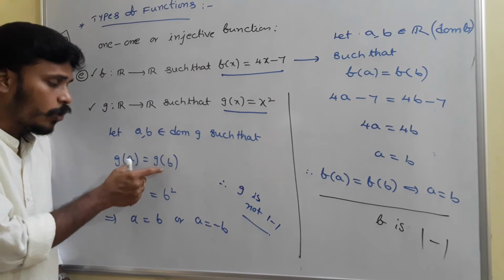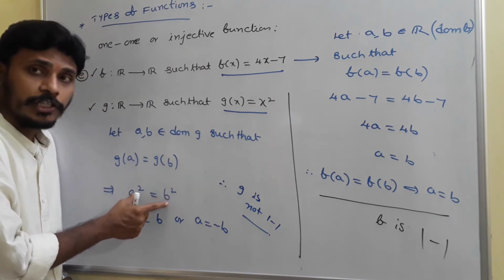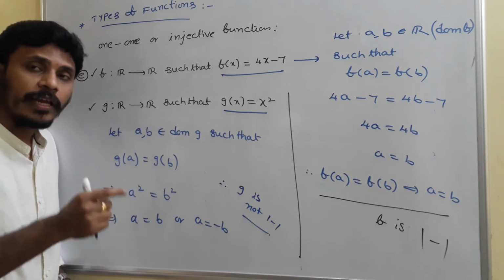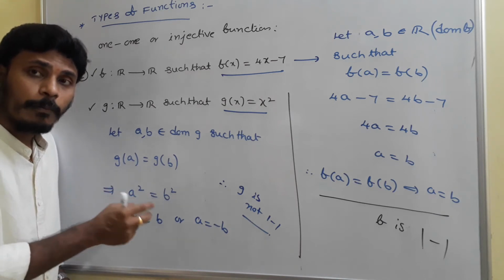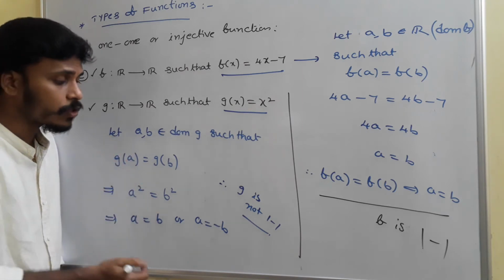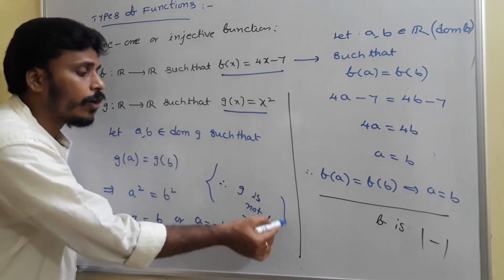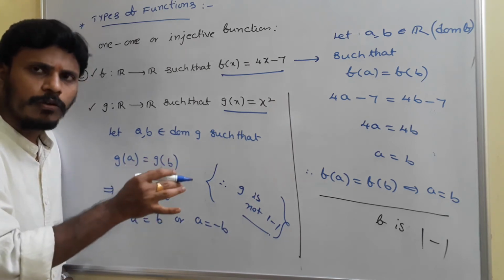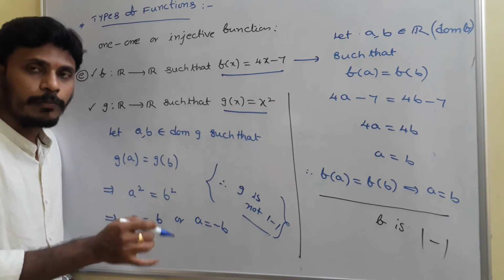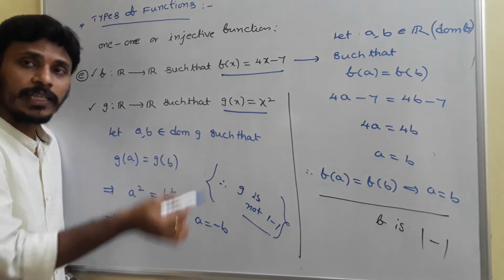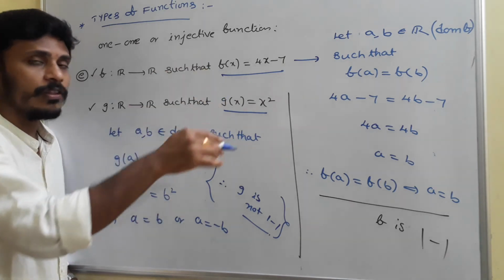When you apply the rule of the function, if you directly reach a is equal to b, you say it is 1-1. If you have any complications or confusion about whether they are equal or not, then in those cases you need to conclude that the given function is not 1-1. So by the rule of the 1-1 function, in the algebraic way, we will prove whether the given ones are 1-1 or not with this procedure.